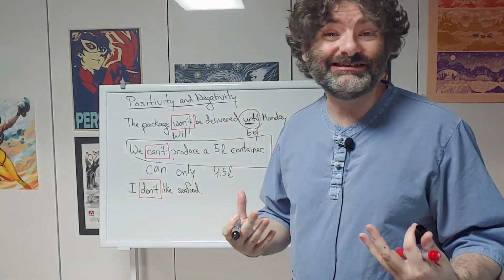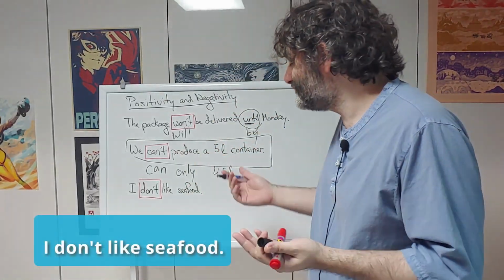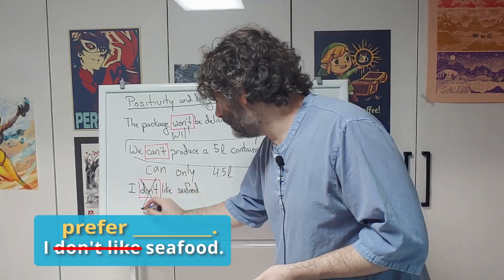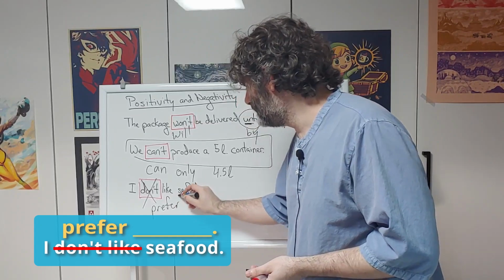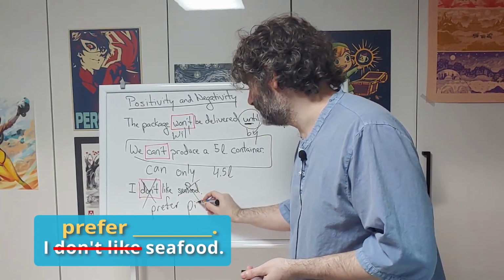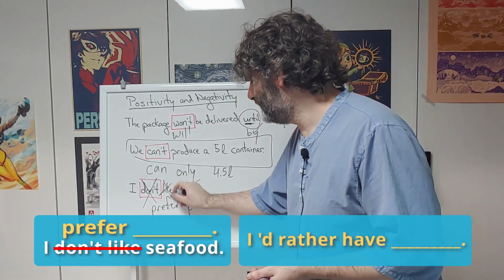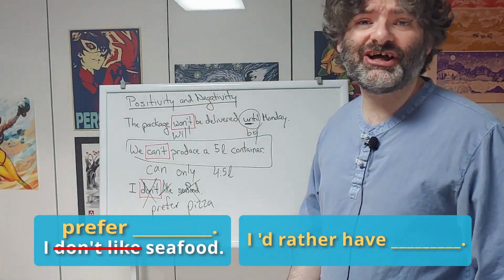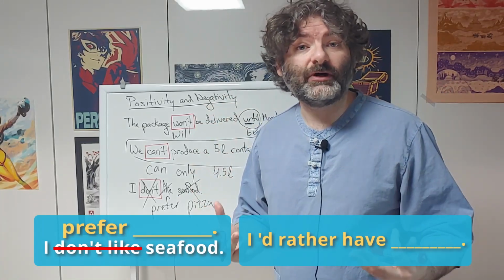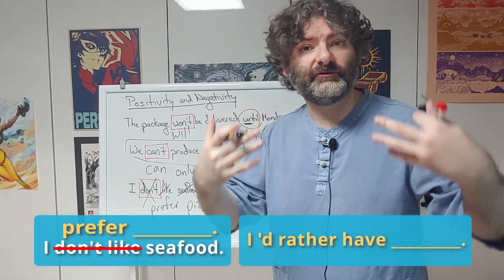And instead, it would be much easier to just go on like, you know, I prefer, and whatever you prefer, I prefer pizza. You know, we can get rid of the like there too. I prefer pizza. I'd rather have pizza. There's lots of ways to express this in a positive fashion.